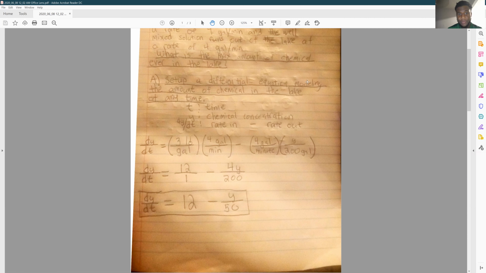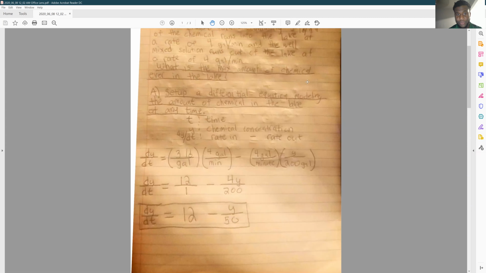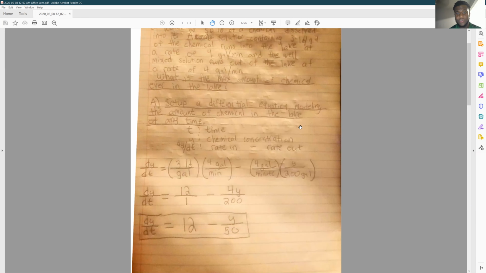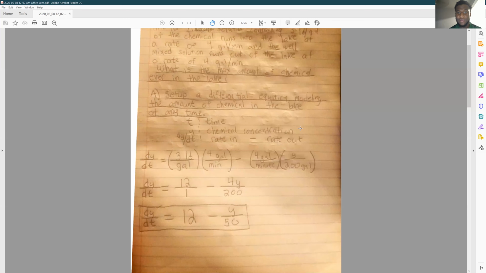So we set it up in the form where we know Y prime, we get our rate in, which like we said earlier, the chemical is coming in at 3 pounds per gallon at a rate of 4 gallons per minute. So that'll be our rate in. And then we subtract our rate out, which will be the 4 gallons a minute that the mixed solution is coming out, times the overall Y over 200 gallons of the lake.